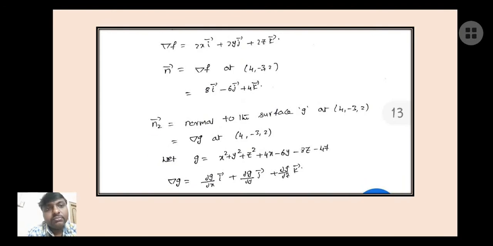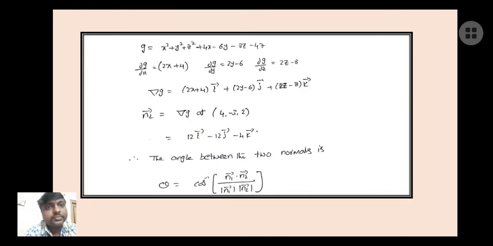Now I am calculating n2 bar. n2 bar is the normal to the surface G, the second surface, at 4, minus 3, 2. So normal is nothing but gradient del G at the point 4, minus 3, 2. So we get G. G is equal to, I can take the second surface, x square plus y square plus z square plus 4x minus 6y minus 8z minus 47. I am writing del G now. Del G from the definition is dou G by dou x into i bar plus dou G by dou y into j bar plus dou G by dou z into k bar.